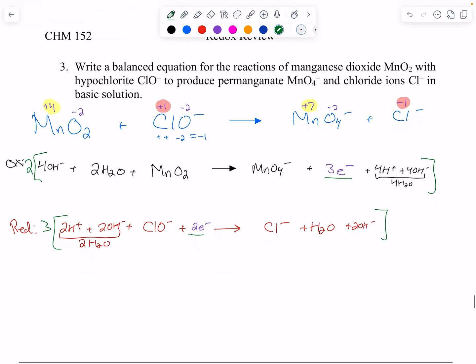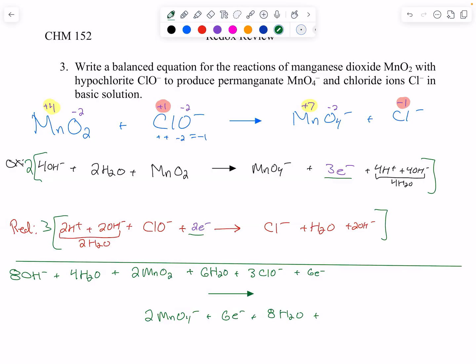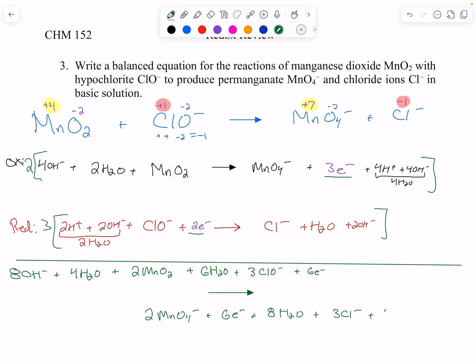So now we have 6 electrons total. Let's try it. I would have 8 hydroxides plus 4 waters plus 2 manganese 4 oxides plus 3 times 2 is 6 waters plus 3 hypochlorites plus 6 electrons. And then we're going to have 2 permanganates plus 6 electrons plus 4 times 2 is 8 waters plus 3 chlorides plus 3 waters and 6 hydroxides. Oh boy.